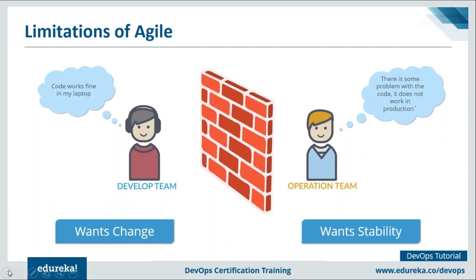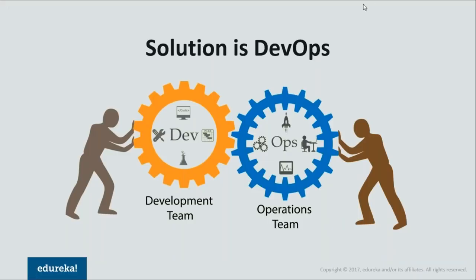Fine. So let me give you a quick recap of the things we have discussed till now. We have discussed quite a lot of history. We started with the traditional waterfall model, we understood its various stages and its limitations. Then we understood what exactly agile methodology is, how it is different from the waterfall model, and what the limitations of agile methodology are. Now we are going to look at the solution to all the problems that we have just discussed, and the solution is none other than DevOps.